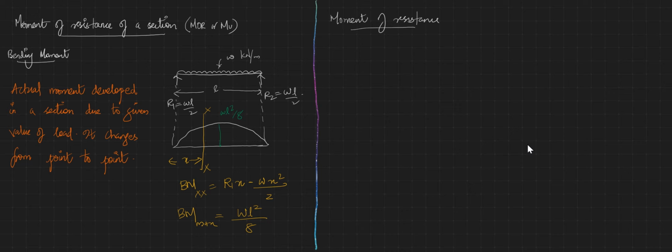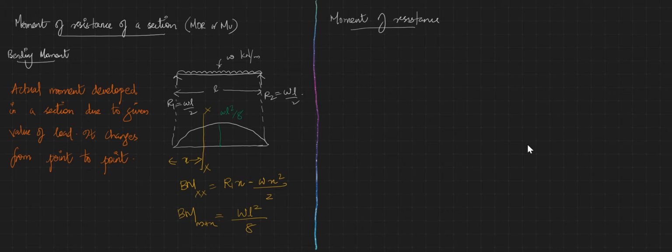Moment of resistance simply means it is the maximum capacity of a section to resist the bending moment. That is, the maximum capacity of a section to resist the bending moment is called the moment of resistance of a section. At this moment of resistance, any one material, either concrete or steel or both, shall be at its maximum permissible stress value.